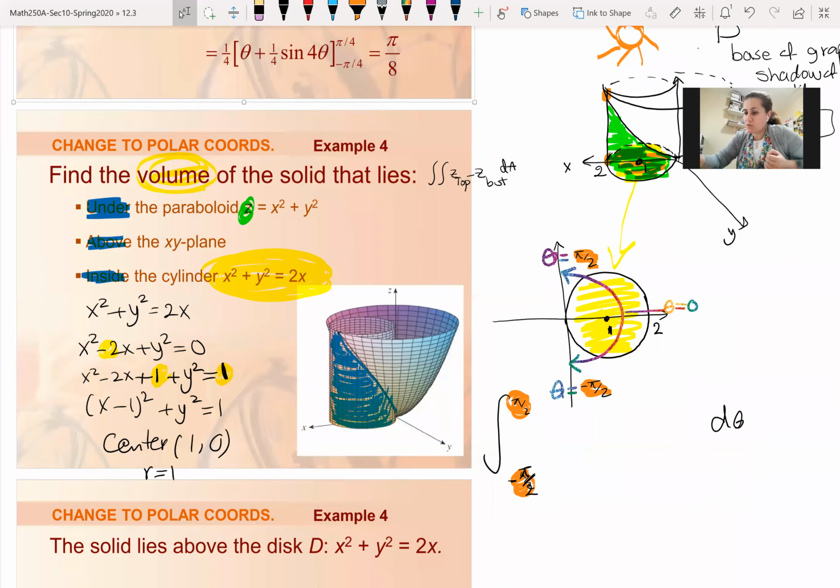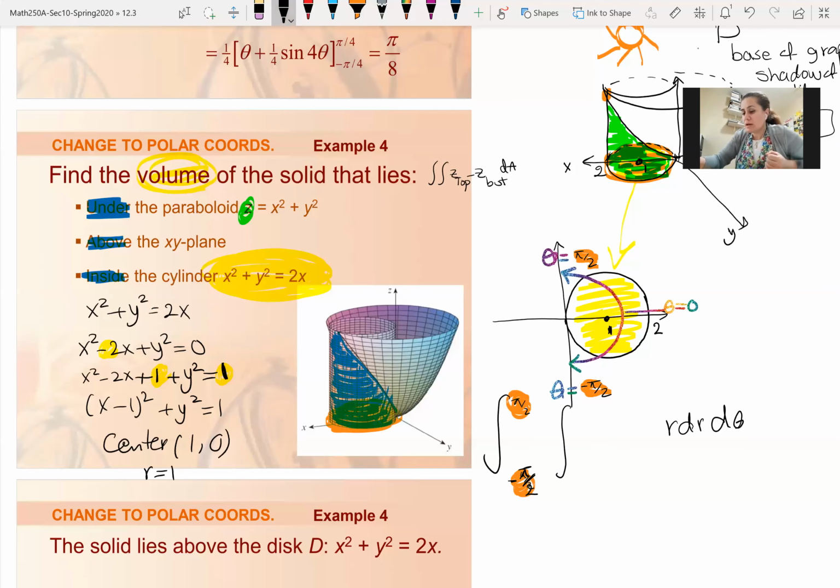The shadow for this graph is your entire circle, right? So the shadow for this graph, if you go right over here, the base is the entire circle, not half. Do you see it or no, Ricky? Okay. So then I have integration.